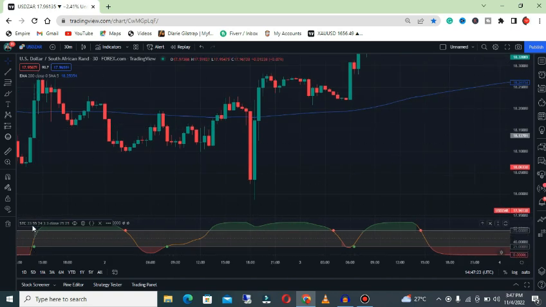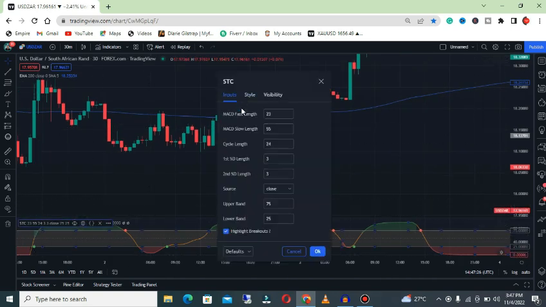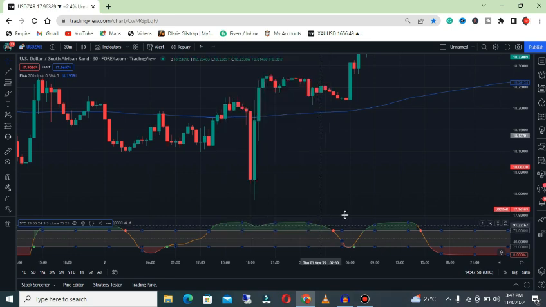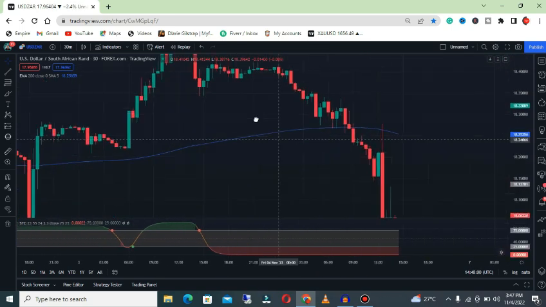On the input part here, the MACD fast length is 23, the MACD slow length is 55, the cycle length we're using here is 24, while the first D length is 3, and the second one is 3 as well. The source should be close, just like the one we have on the MA, and of course the upper band here should be 75, while the lower band is 27. This is the only thing you need to change on the input part. Just leave the style and the visibility the same. When you're done, you hit save. That's pretty much all for setting up this indicator.